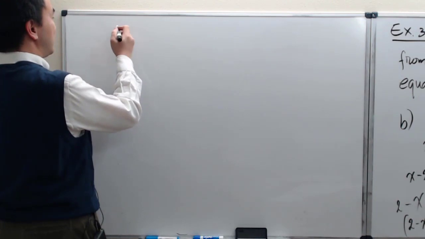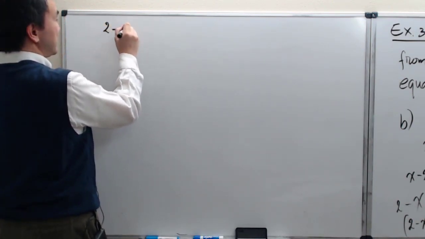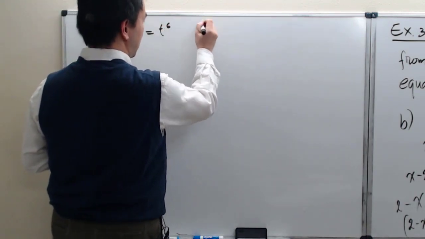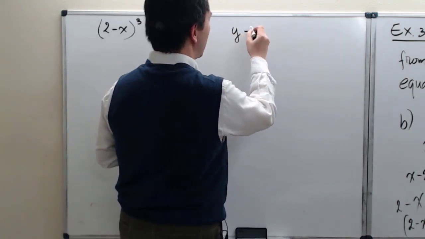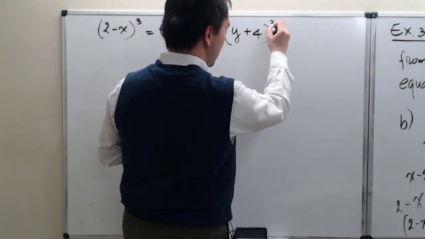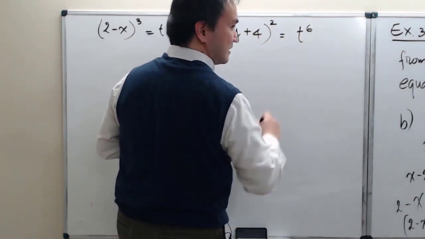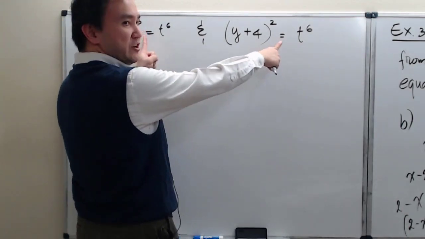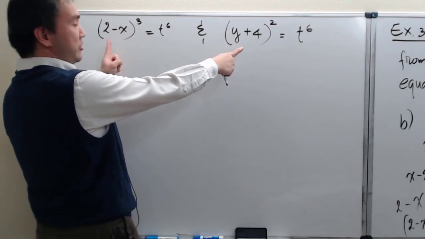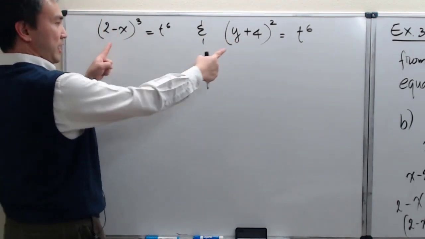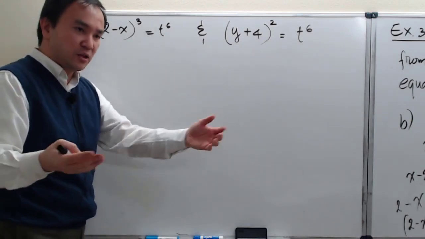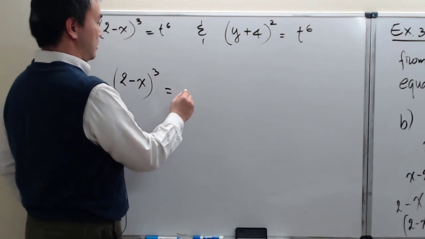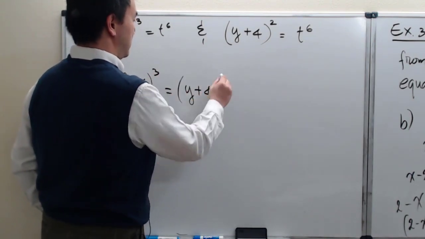Now we have on one hand 2 minus x cubed equals t to the 6, and on the other hand, from the other equation, y plus 4 squared equals t to the 6. Now, just like part A, t to the 6 is simultaneously equal to these two expressions. No t in there. So now we can equate these things. That's how math works. So 2 minus x cubed equals y plus 4 squared.